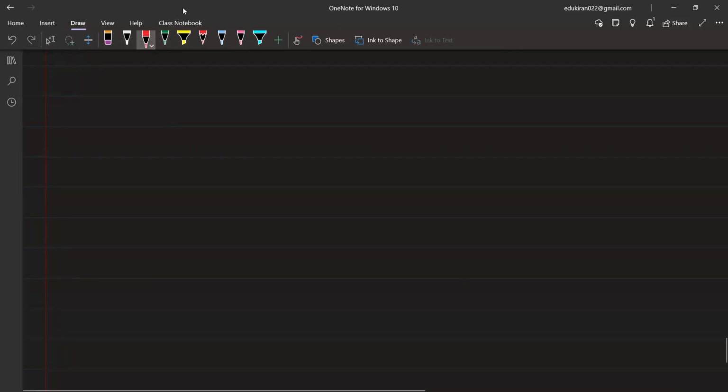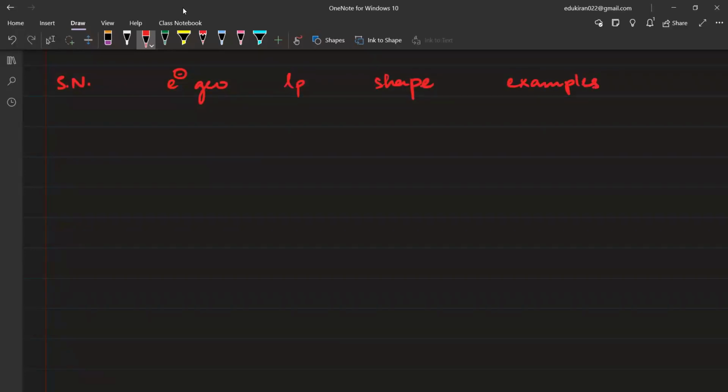We'll start with steric number. Then after that, we will write the electronic geometry. Okay. After that, we are going to write the lone pair electrons, na? Because lone pair is something that is going to disturb the shape. So electronic geometry, and then you will write the shape. And then we are going to write the examples. Okay. So I will start with steric number 2.